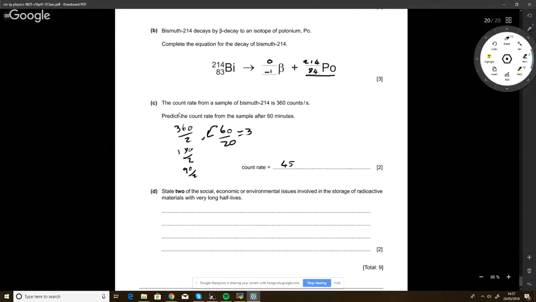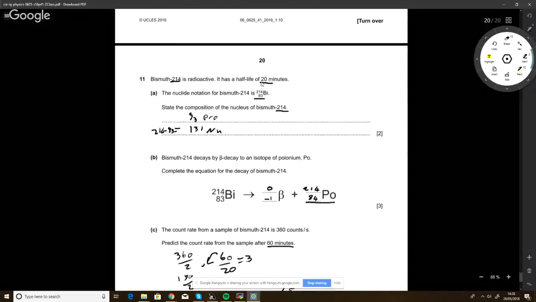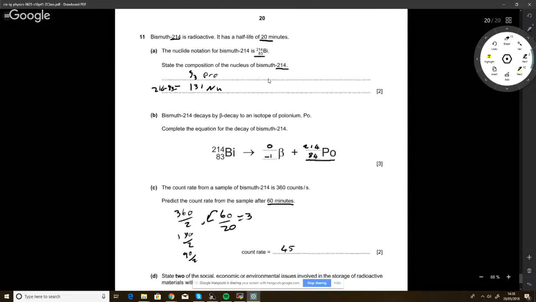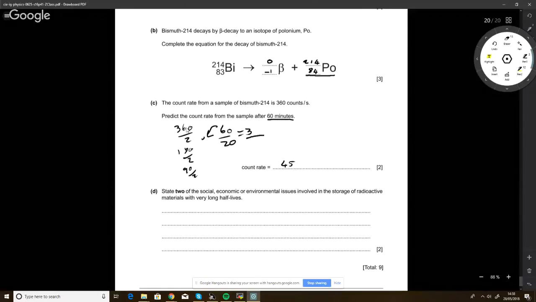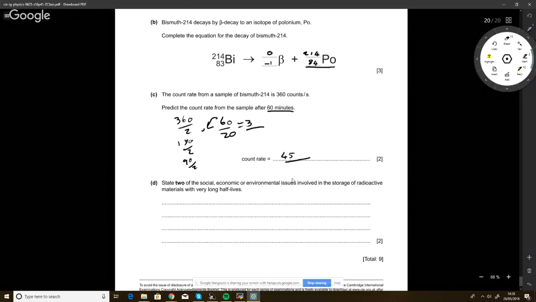Okay, the count rate from a sample of bismuth is 360 counts per second. Predict the count rate from the sample after 60 minutes. So we have to go all the way back here. We know the half-life is 20 minutes. If we go 60 divided by 20, we can see that it goes through 3 halvings. So you start off with 360, divided by 2 for one halving gives you 180. 180 divided by 2 gives you another halving, which is 90. And then 90 divided by 2 gives you the last halving. And so the count rate drops to 45.